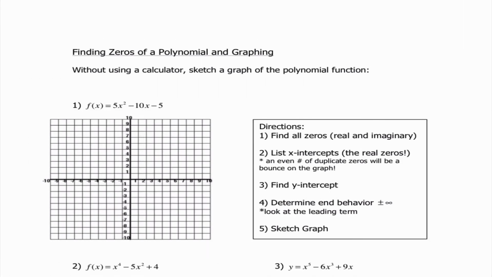Okay, so now we're going to be finding the zeros of polynomials and graphing them without using a graphing calculator. So there are 5 different things we're going to be doing here. First of all, we're going to find all of the zeros. Secondly, we're listing the x-intercepts, which are all of the real zeros. And the key thing here is an even number of duplicate zeros will be a bounce on the graph. And we will see an example of what that looks like. We're going to find the y-intercept. We are going to determine the end behavior, and then we are going to sketch the graph.